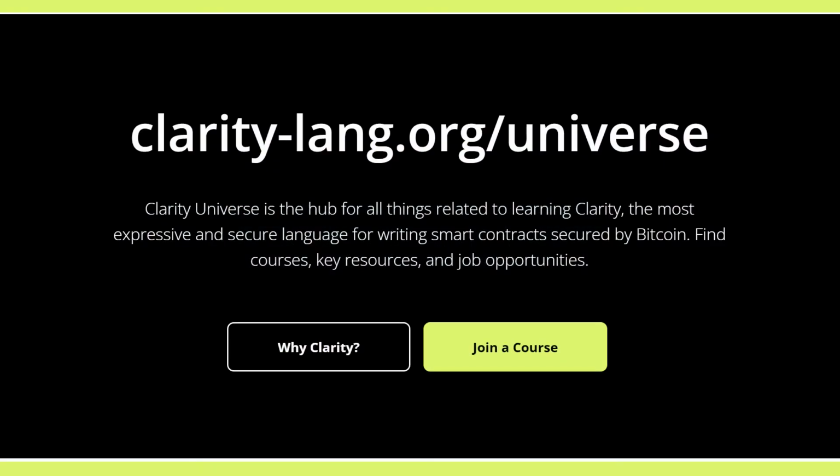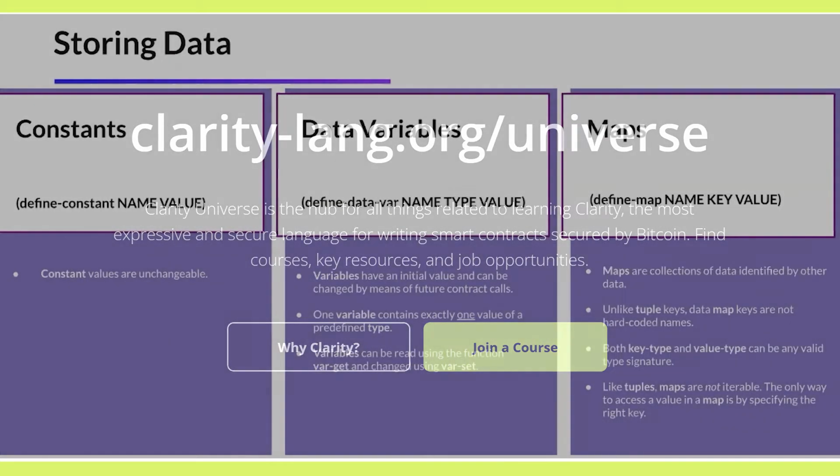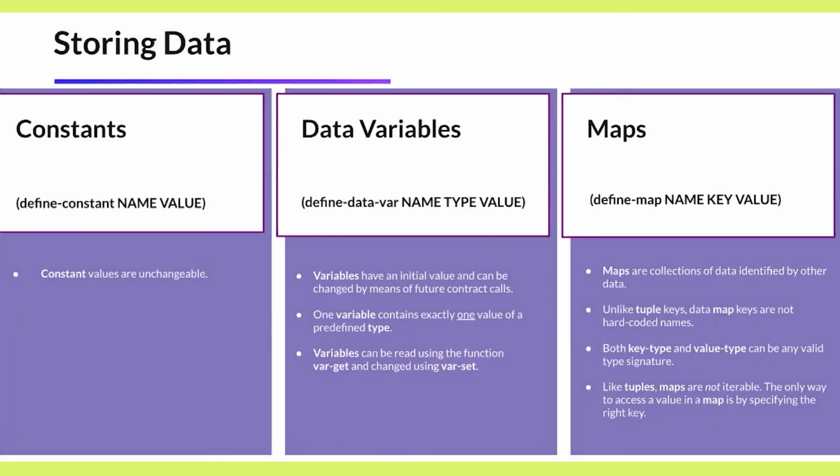So this is very similar to data storage in other languages. We have constants, which is just a value that is unchangeable. So once you define a constant, that value does not change. We have data variables, which are initialized with a specific value, and then that can be changed later on by means of function expressions. A variable contains exactly one value of a predefined type.